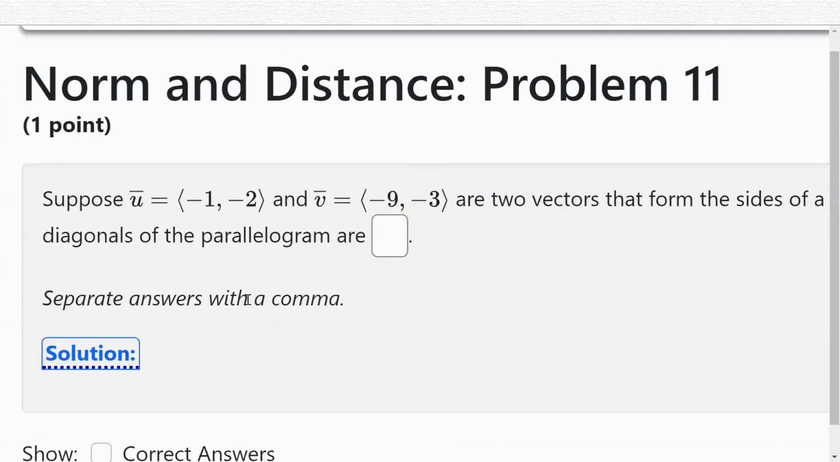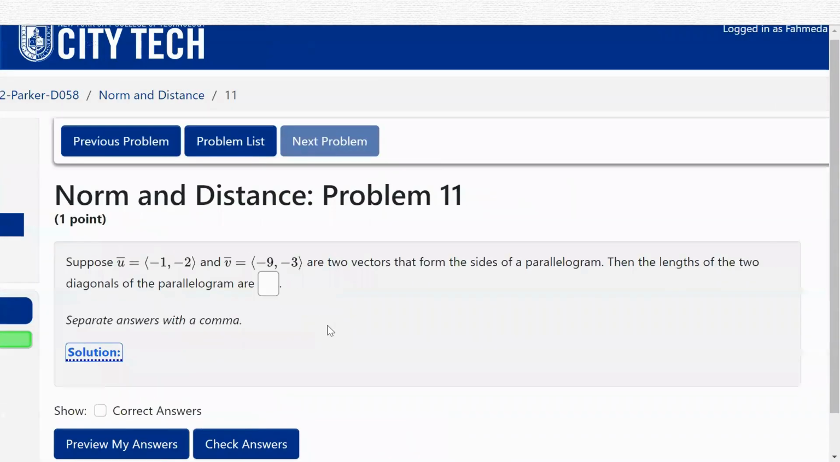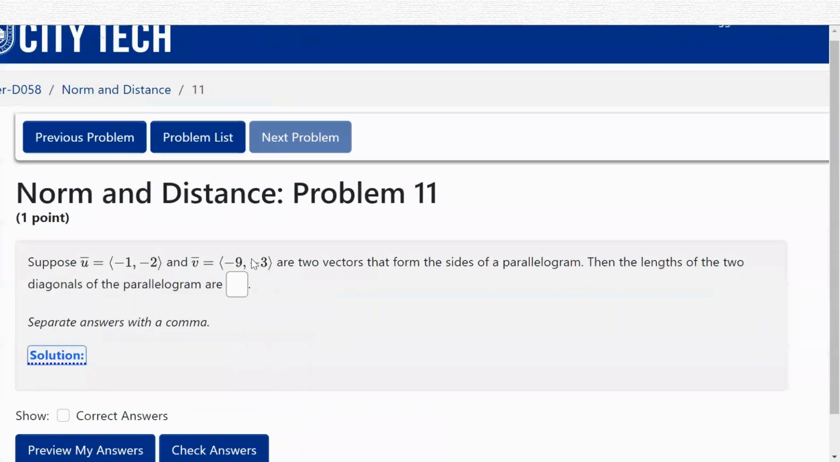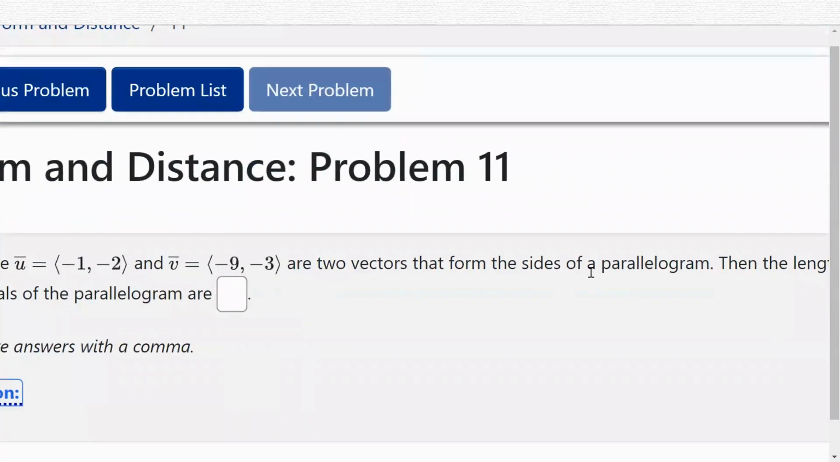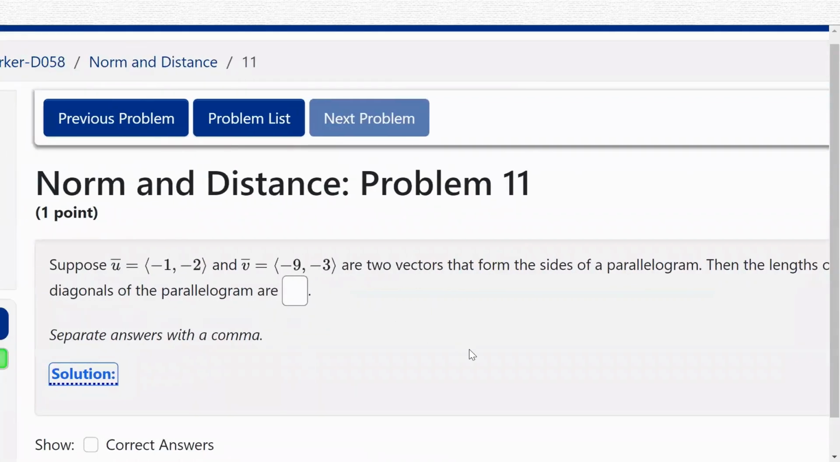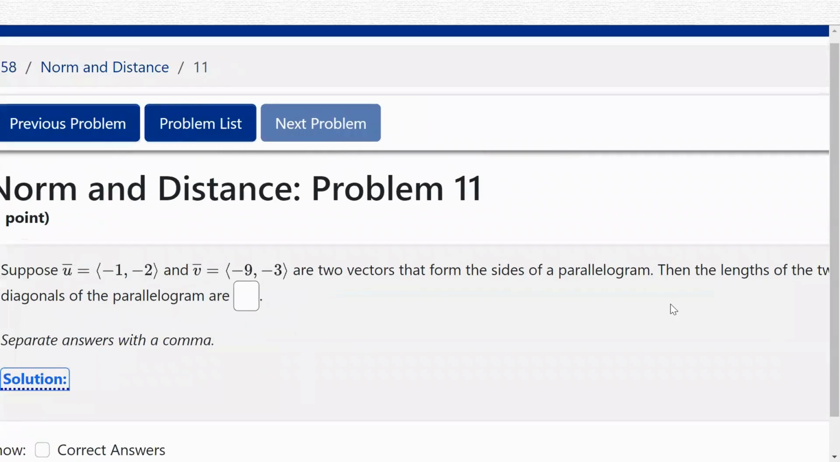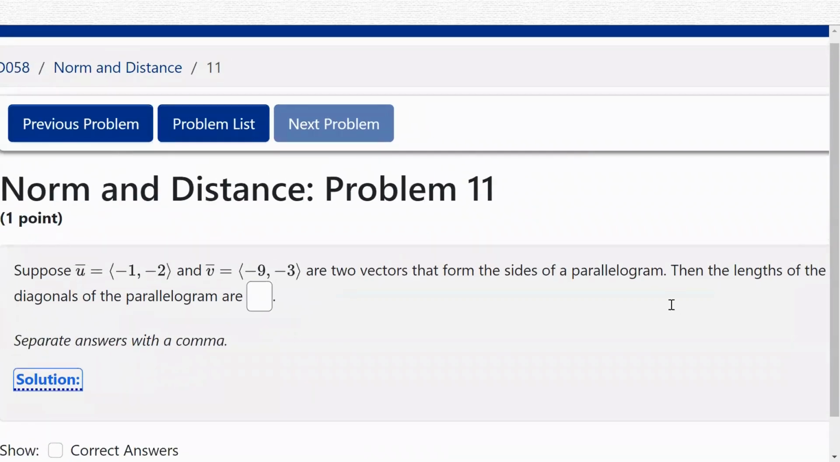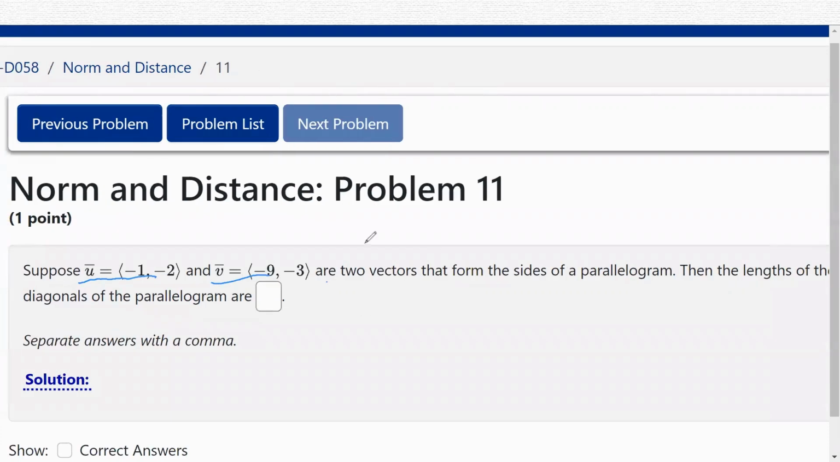For this question, they're saying, suppose your u vector and v vector are 2 vectors that form the sides of a parallelogram. The length of the 2 diagonals of the parallelogram are. So I have to find the length of the 2 diagonals. How do I do that? You know that u is given, v is given. To find the length of the 2 diagonals, first I have to do u plus v and u minus v.